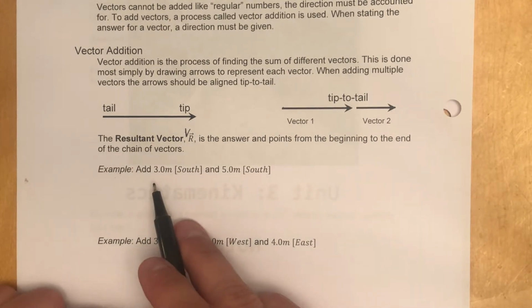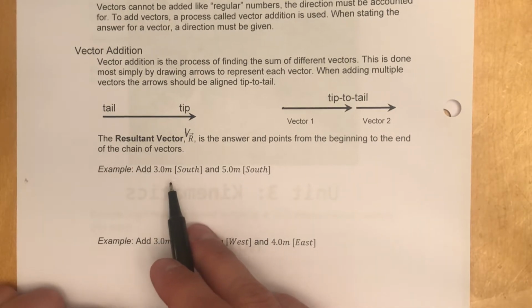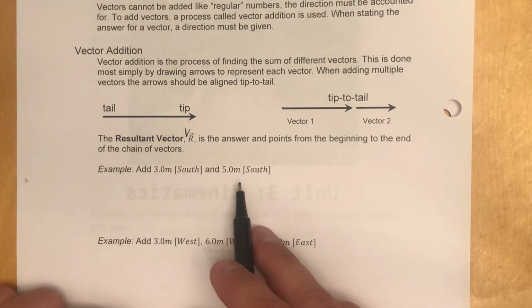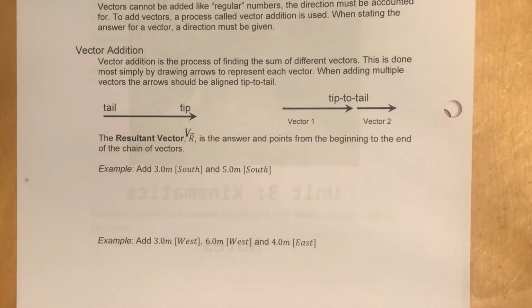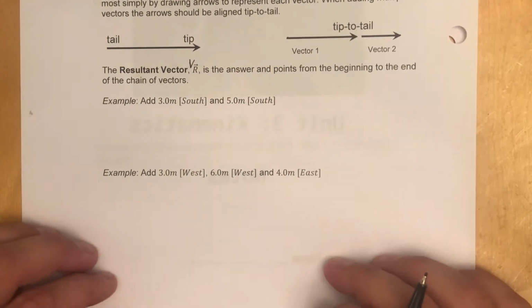Here are a couple examples. Add 3.0 meters south and 5.0 meters south. For the first couple, we luckily will not need a ruler, but if you do have a ruler or access to one, you are going to need one for an upcoming couple of examples here. So just be aware of that.